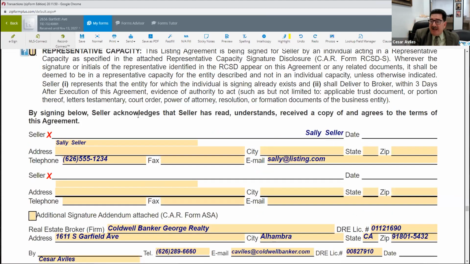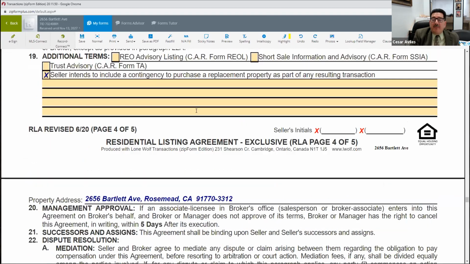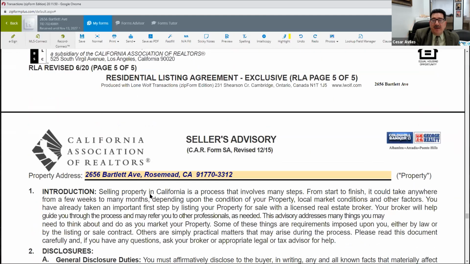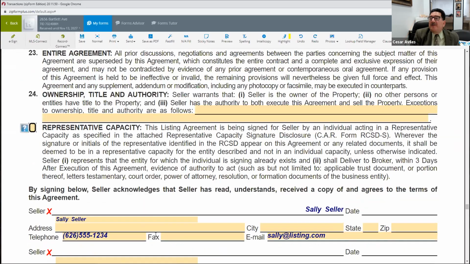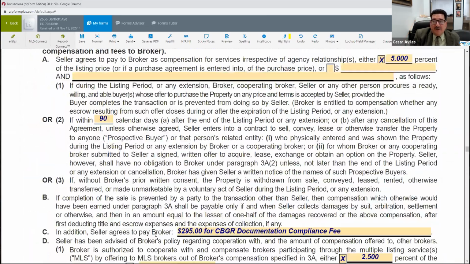And then when the seller signed right here, Sally, got it. I got a contract, and if the property sells between today and February, I get paid, okay? And then Coldwell Banker George Realty, my license, Cesar Aviles, I put my license, I date it, I sign with my ink, or I electronically sign, right? So here's the documentation that I'm going to have, okay? Before I go to questions, right?